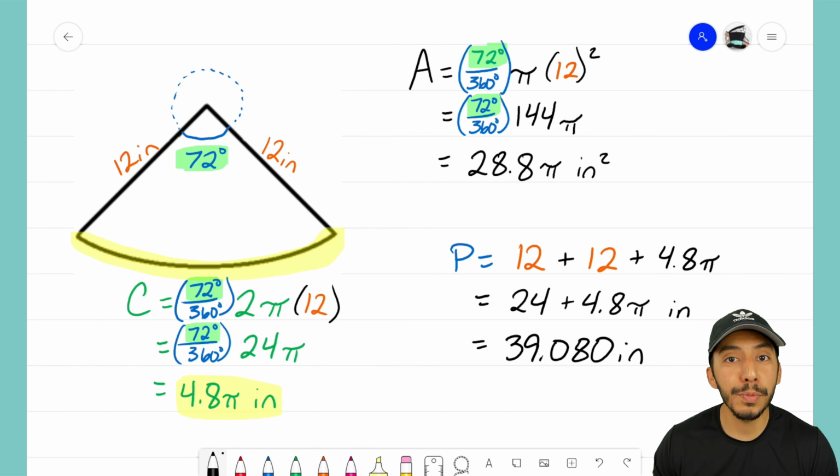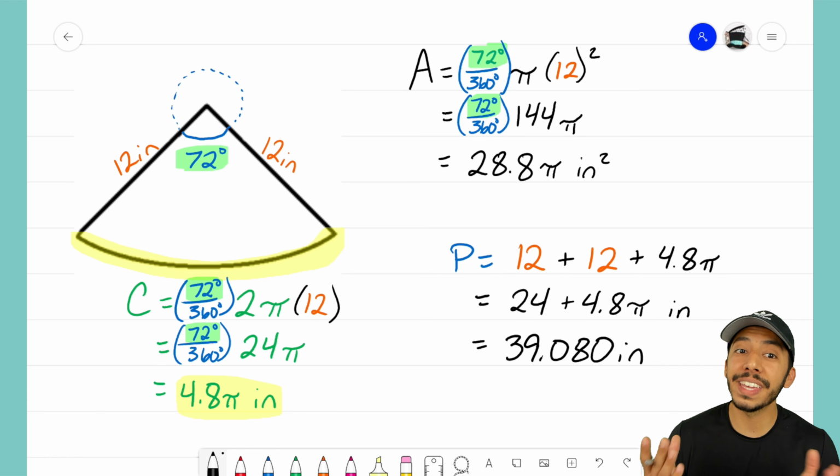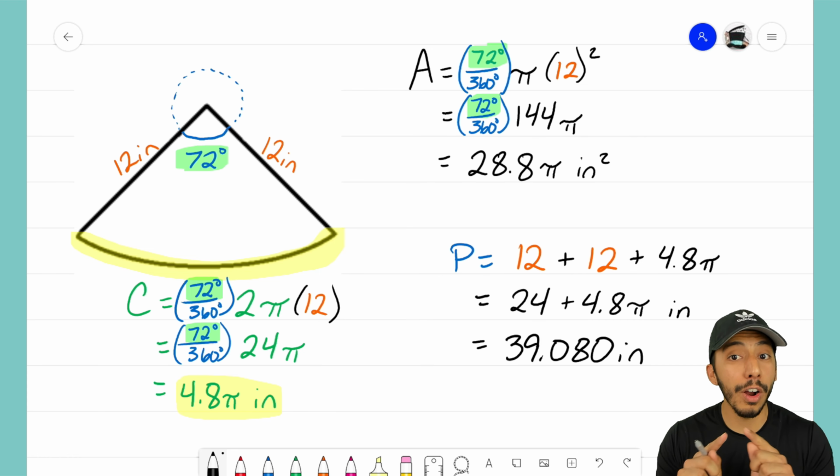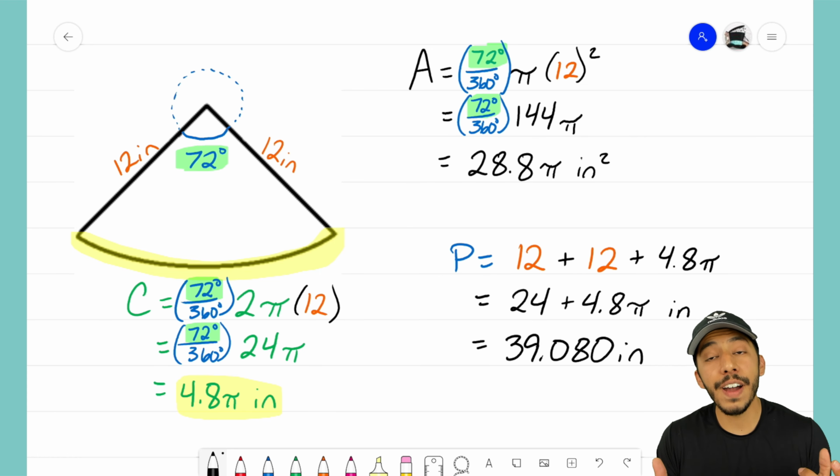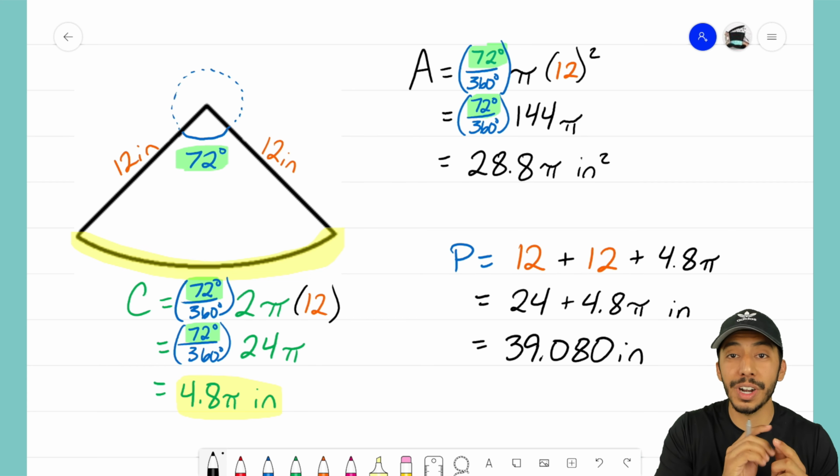I hope this video was helpful for you so that you could see how to find the area of a sector, the arc length of a sector, and then finally the entire perimeter of that sector.